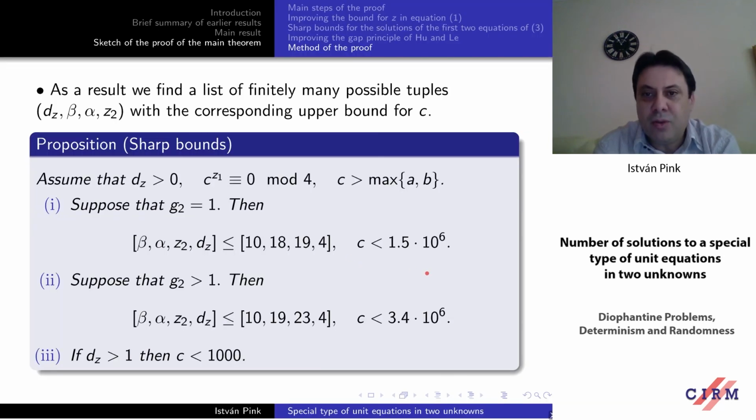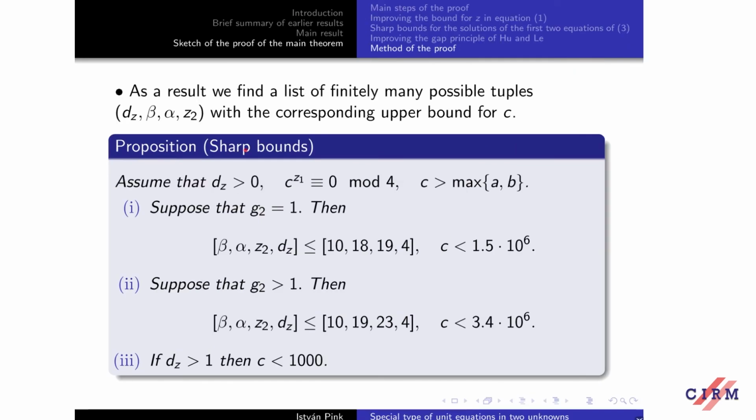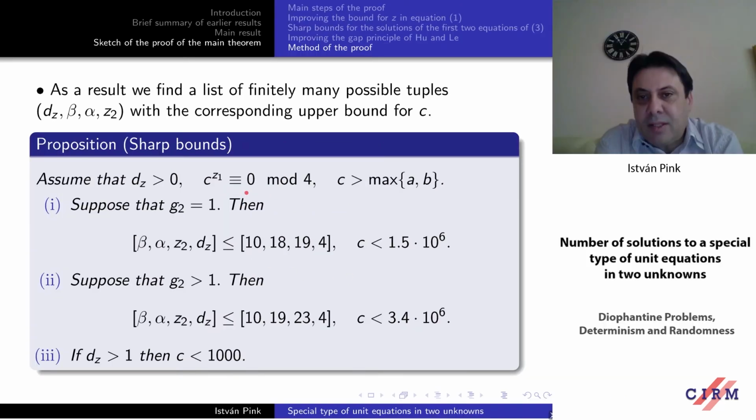I would like to show you a proposition which I call sharp bounds, which comes from the iterated use of the previously mentioned gap principle. We obtain the following. Assume that DZ is greater than 0, of course we are in this case. This is the difference between Z2 and Z1. And C to the Z1 is 0 mod 4. This holds when Z1 is greater or equal than 2. So this is a typical case.